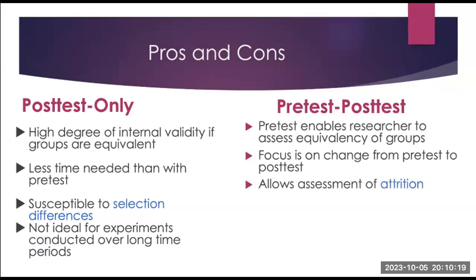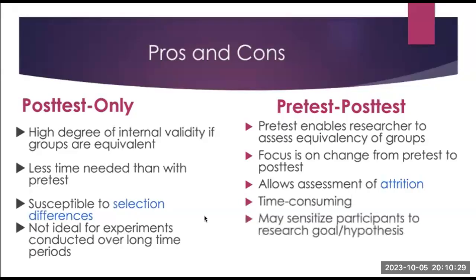What's nice with pre-test, post-test also is you get to see if attrition is happening. So pre-test, post-test is going to take more time because you're measuring them two times, right? So it's more time consuming. It may also sensitize the participants to your hypothesis. If they're being tested on aggression twice, then they're going to know, oh, this study is about aggression. And so anytime participants are aware of that and it changes their behavior in any way, then that will weaken the strength of your study.